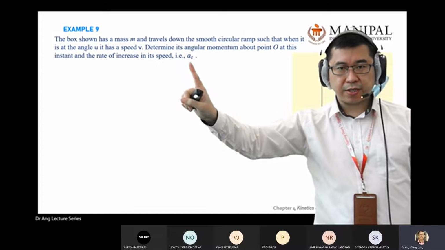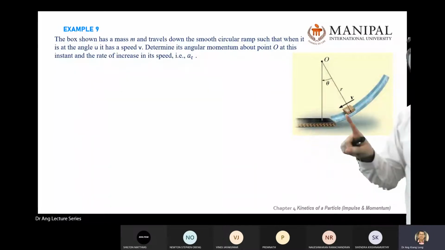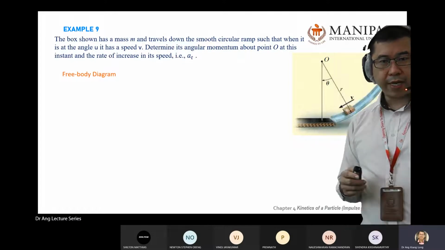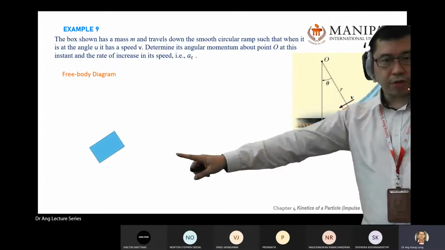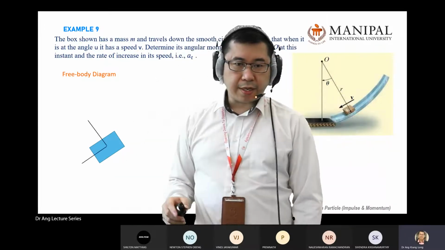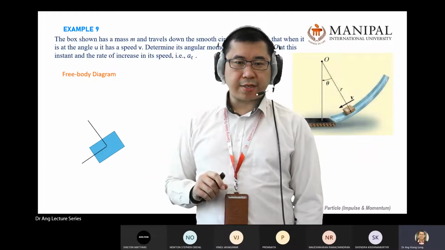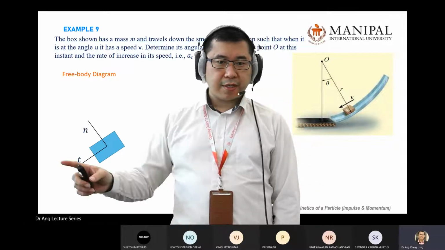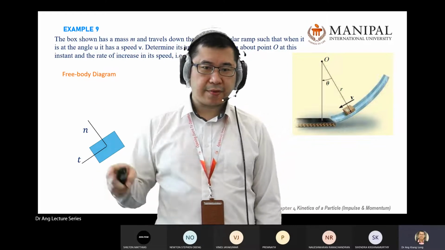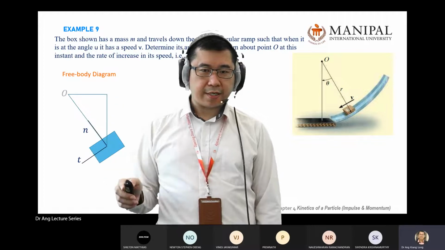Acceleration in the tangent direction. This is curvilinear motion, tangent direction, normal direction. So you start by drawing the free body diagram. You draw the box, and then you draw the axes as you analyze the curvilinear motion, A and T. This one you should be very good at already. T and N. Put in the angle.